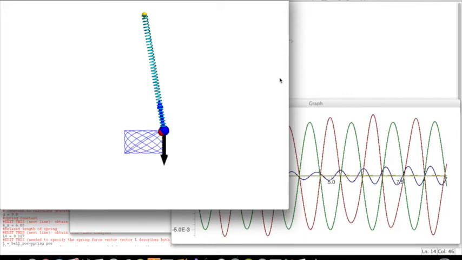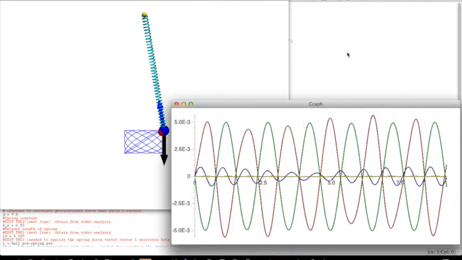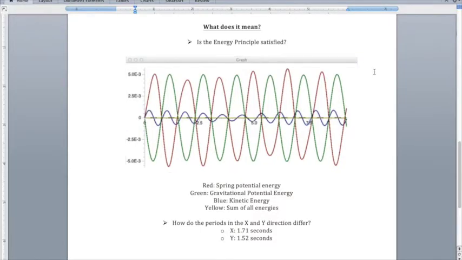We have a black arrow representing gravity and a blue arrow that is representing the spring force. We will examine this graph on the right in further detail in the "What does it mean" section of the video. So, what does this all mean?